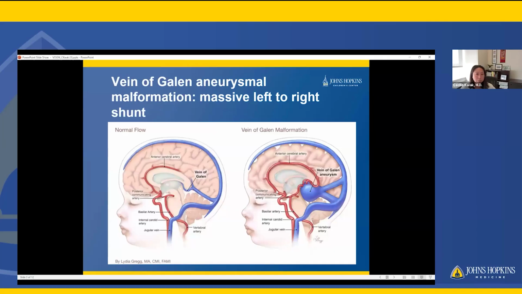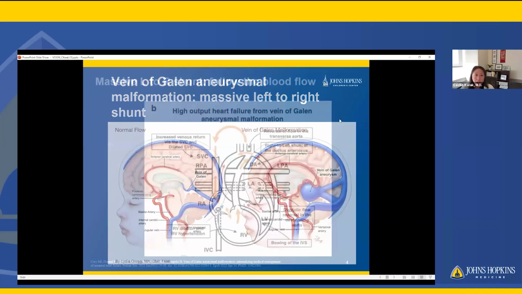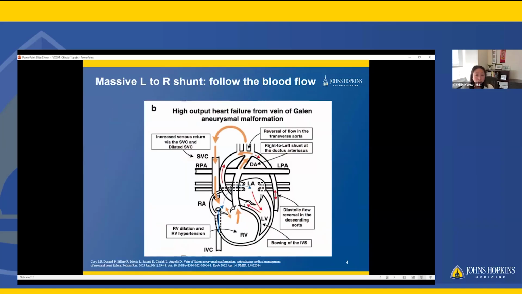So Dr. Bashat spoke a lot about the cerebral AVMs, and so I'm not going to go into it as well, but ultimately what you have is a massive left to right shunt. So as Dr. Bashat mentioned, you have a significant amount of systemic arterial blood flow that is shunting directly into the cerebral venous circulation, so into this vein of Galen aneurysmal malformation. And so that ends up being a huge left to right shunt. And what happens with that left to right shunt is it goes straight into the right side of the heart.